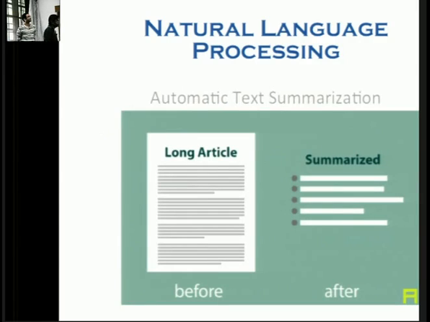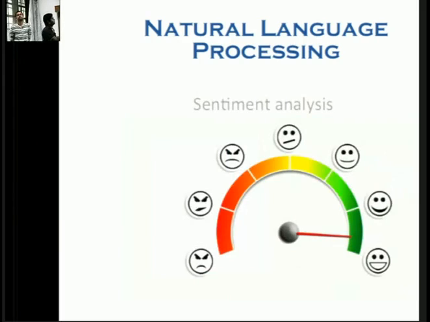Another NLP task which people have worked on a lot is automatic text summarization, where you are given a piece of text, suppose a bunch of news articles, and you want to produce a smaller version of the text. And last but not least, sentiment analysis, where you are given a bunch of reviews about, say, movies or hotels or restaurants, and you want to find the user sentiment while writing that review, whether it was negative or positive or somewhere in between.